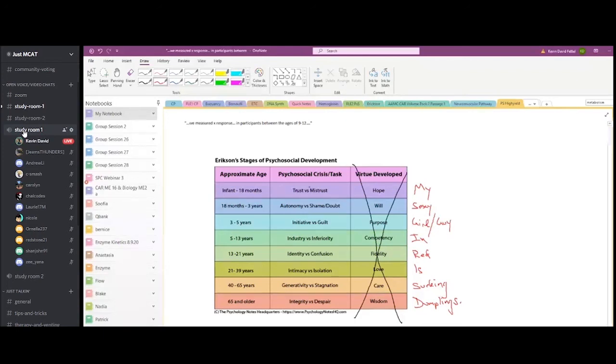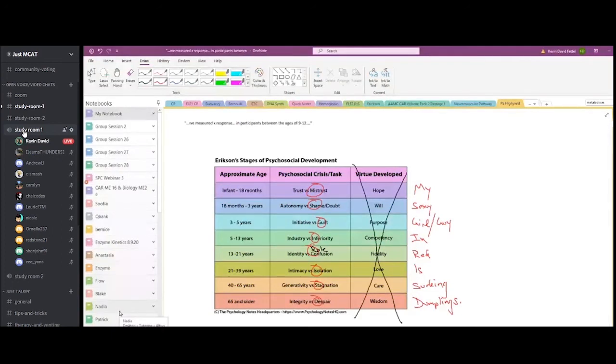So my is for mistrust. Sexy is for shame. Girl or guy is for guilt. In, I guess, is for inferiority or industry. Red, oh, there's an error in this thing. This should actually be role confusion, not just confusion. Red is for role. Is for isolation. Sucking is for stagnation. Dumplings are for despair.